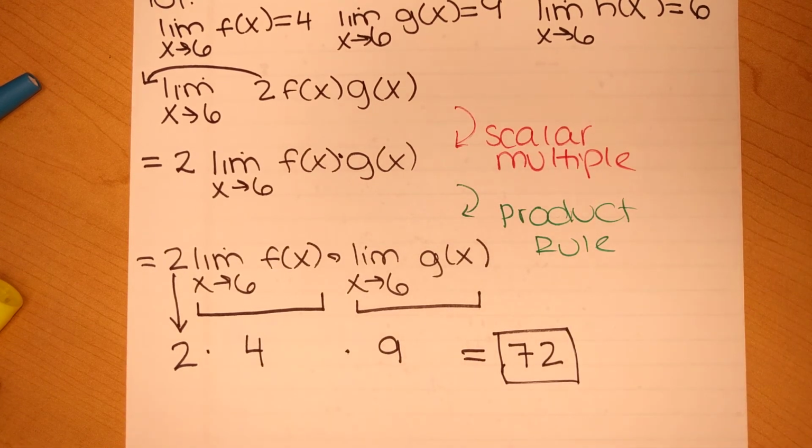But really what we're using there in order to come up with that limit is the product rule and the constant rule or scalar multiple rule. It's not just plugging in for f that it's equal to 4 and g is equal to 9. You're using limit laws in that process.